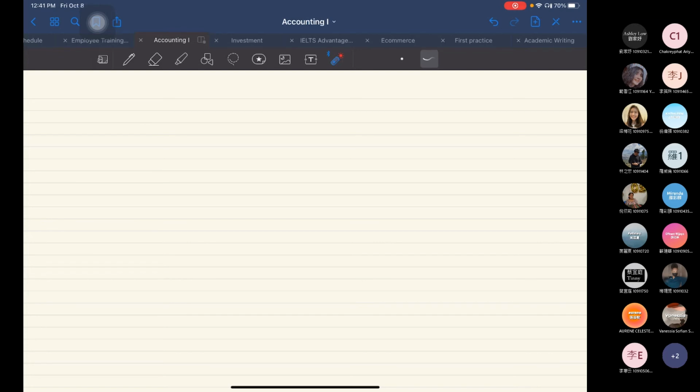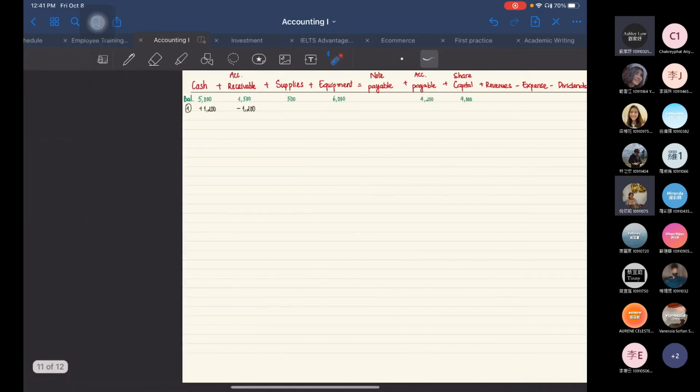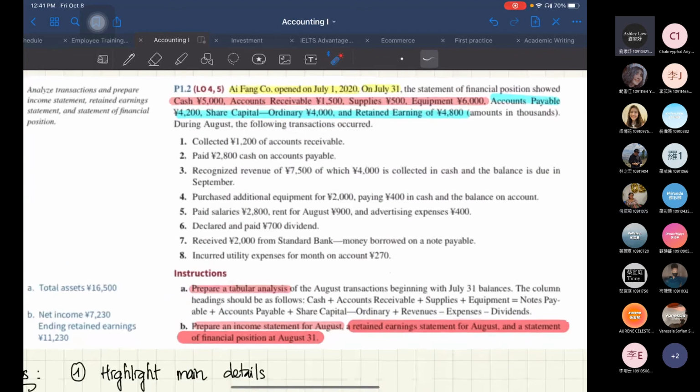Anyone? You mean the P1.2 exercise? Yes, P1.2, and you can see it on my screen. I already have it actually. So can you tell me what is your value in liabilities? How much is that?